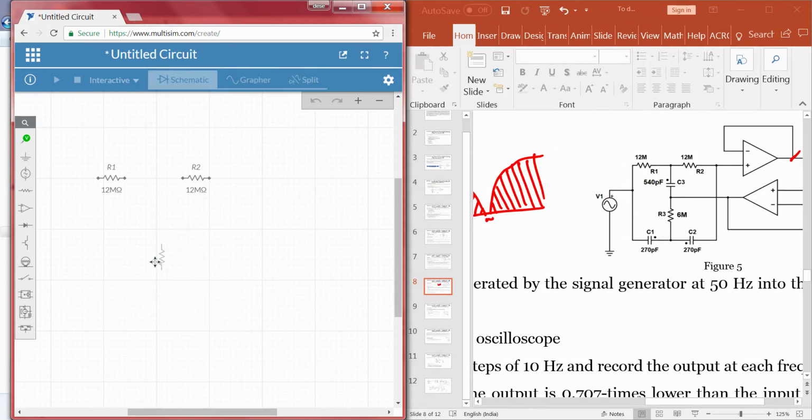We also require 3 capacitors. Capacitor C1 I am setting as 270 picofarads, then 2 capacitors, and the value of the C3 capacitor should be double that of the C1 and C2 capacitors, which is 540 picofarads.